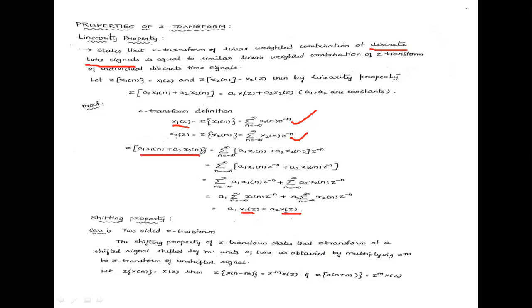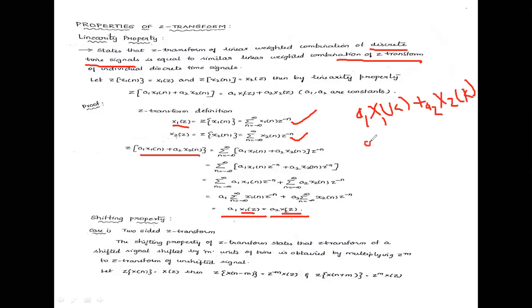Okay. This proves the linearity property of the Z transform: the Z transform of a linear weighted combination of two discrete time signals is equal to a similar linear weighted combination of the Z transforms of the individual discrete time signals. Is there any confusion, my dear students? It is similar to the Fourier series and Fourier transform. In the Fourier series, it is X of k, meaning x1 of k plus x2 of k, with a1 and a2.